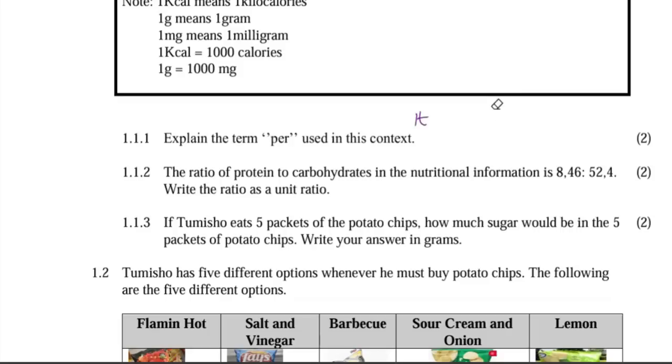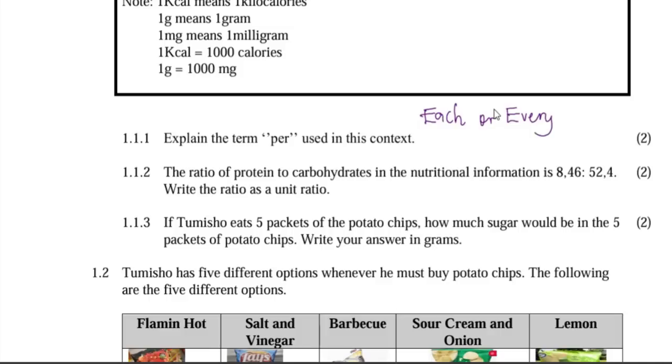It means for each of every. It means each, or you can say for every item, for every. Okay.